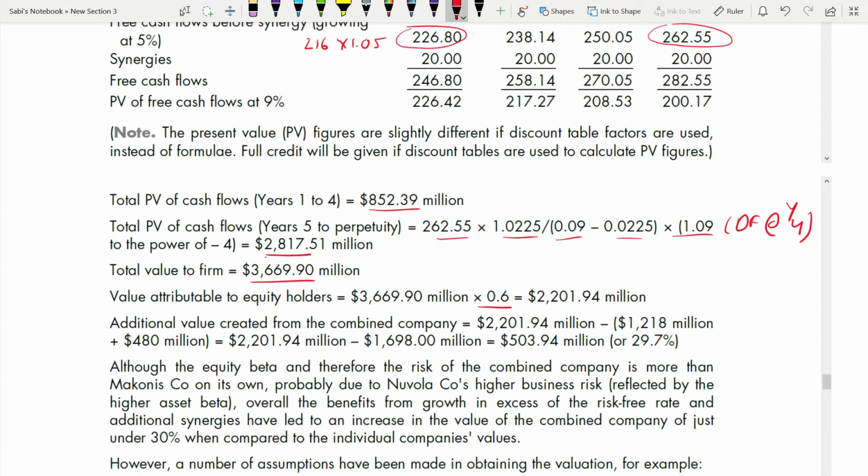So now additional value created from the combined company. Okay. It is the value which is attributed to the equity holders minus, minus what? Minus 1218 plus 480. What is this 1218 plus 480? The total is this only, okay? That's why they are minusing it from this one. And this has to be your value. And if you find this value, you are getting 29.7. How? 503.94 divided by 2201.94. You will be getting, right?